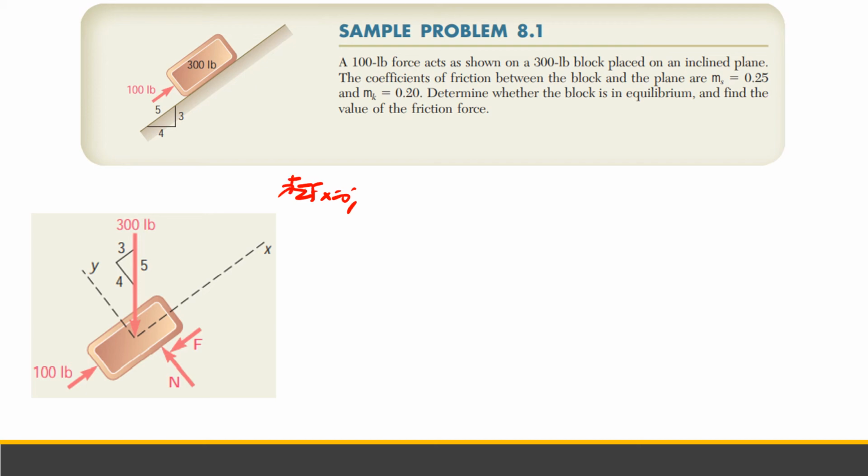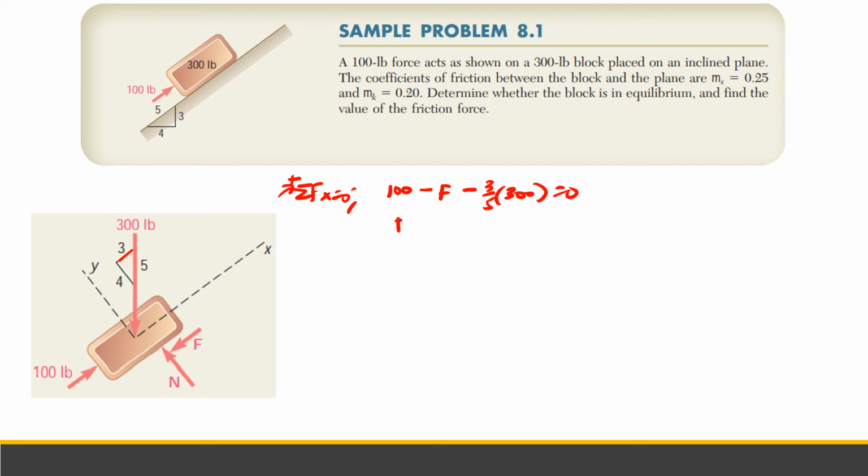So first, the 100 pounds minus F, minus the X component, which is 3 over 5, multiplied by 300 pounds, equals 0. The F here is just an assumption. F could be upward to the right, or our assumption is correct. It depends on our result.